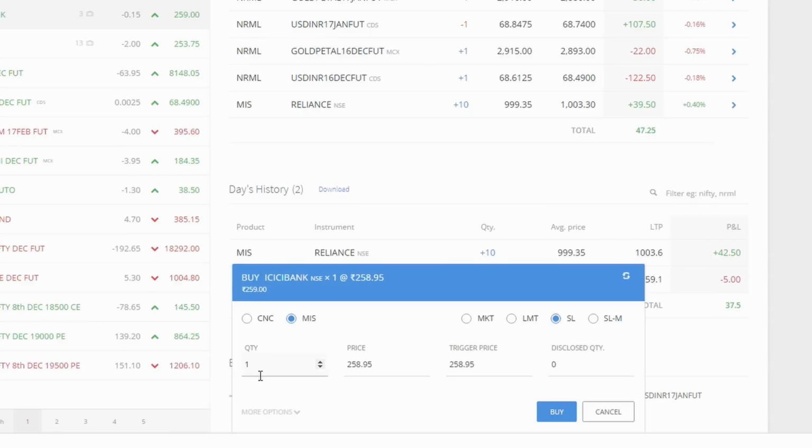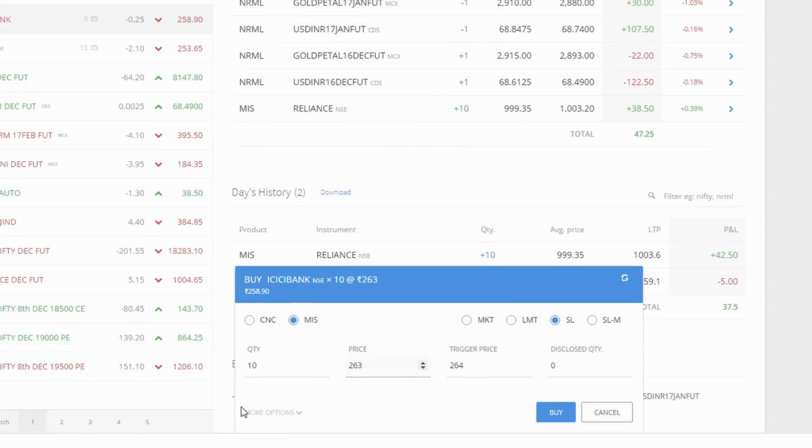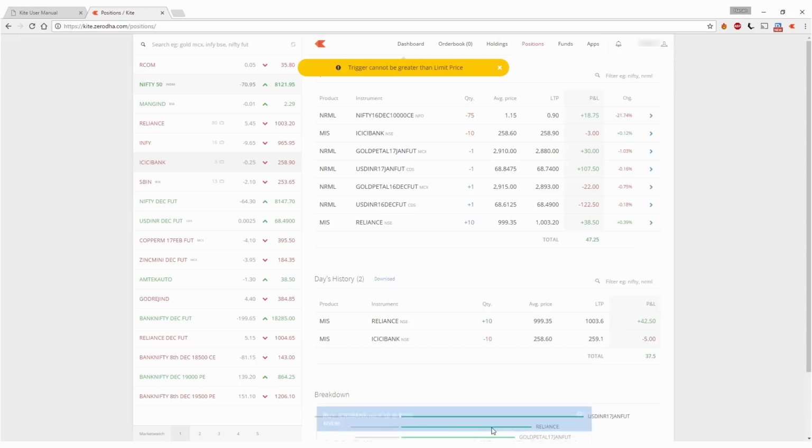I have to update the quantity, and my trigger price is going to be 264, and the limit price for a buy order always has to be above the trigger price. If it is below the trigger price, my order will get rejected, as you can see now. It says trigger cannot be greater than limit price. So let's do this again.